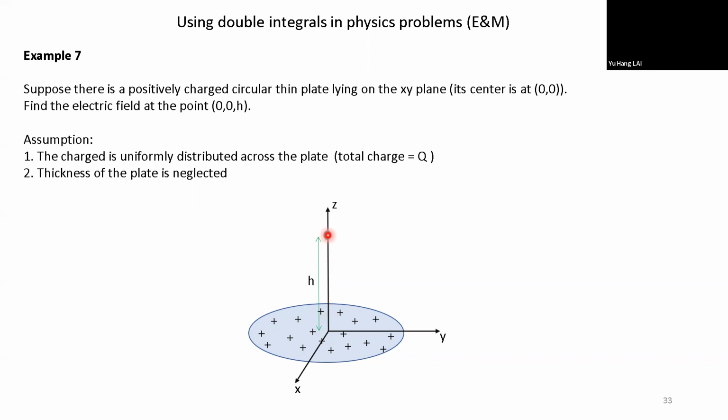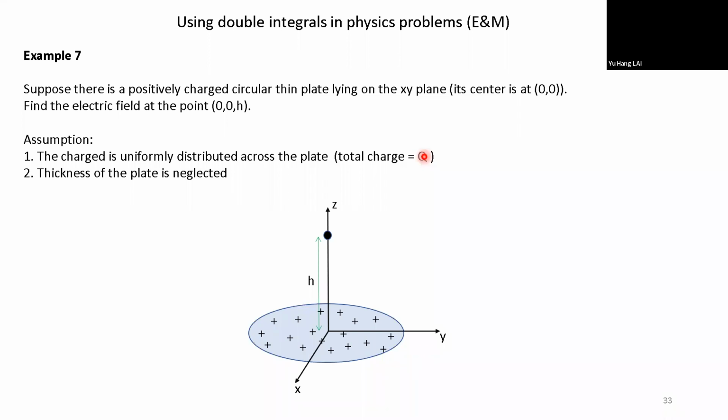So what I want to find out is the electric field at this point. Or you could imagine that it is the electrostatic repulsive force that you experience at that point. The assumption is that I already told you there's no thickness, and that the charge is uniformly distributed across the plate. So there are many charges in this plate, but the charge density is uniform across the entire plate. And I let the total amount of charge be this capital Q.